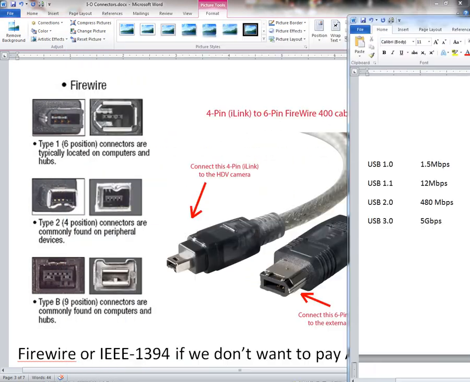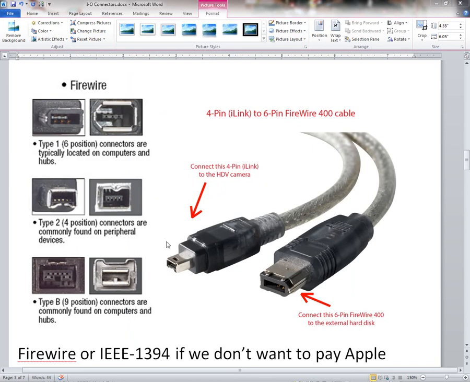These are the connectors that you'll see. These are commonly the connectors. So this is the 4-pin. FireWire also goes by the name of iLink. So this is Sony's version of it, iLink. Because 1394, IEEE 1394, is an open standard.